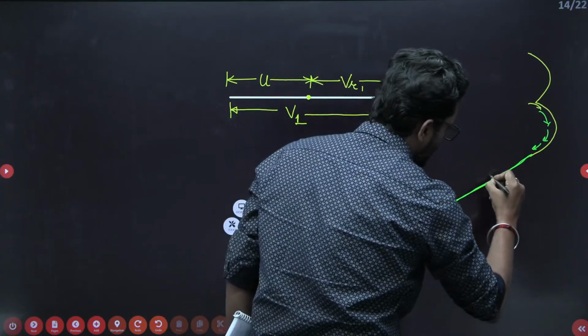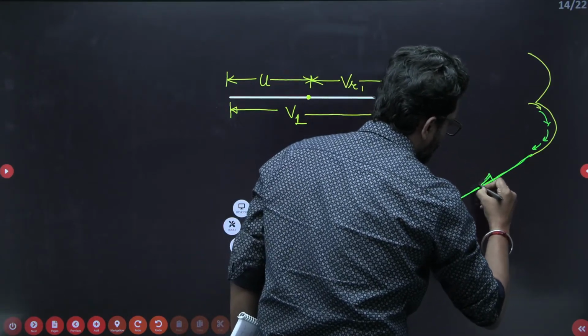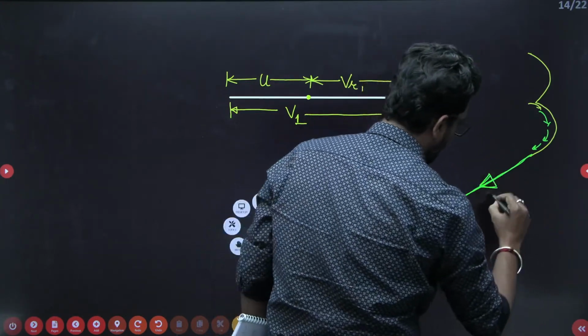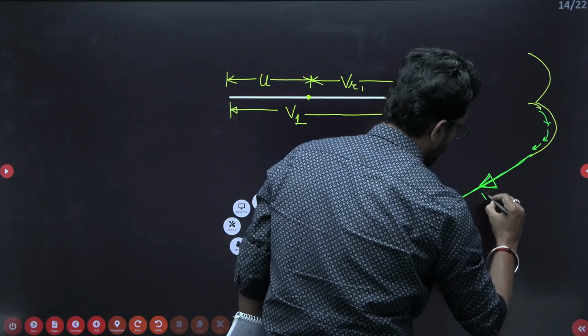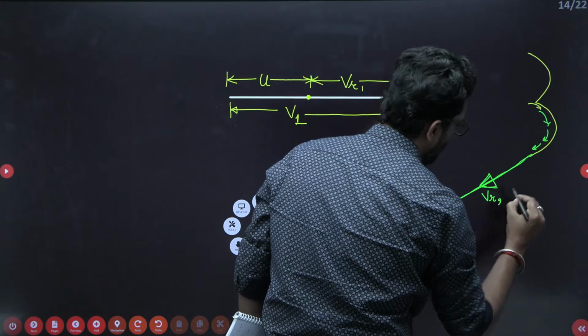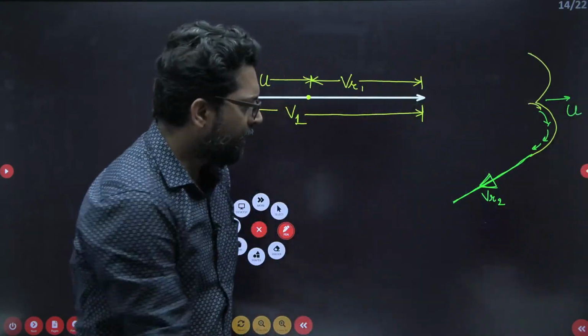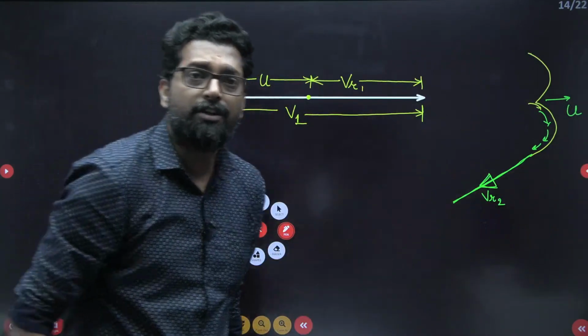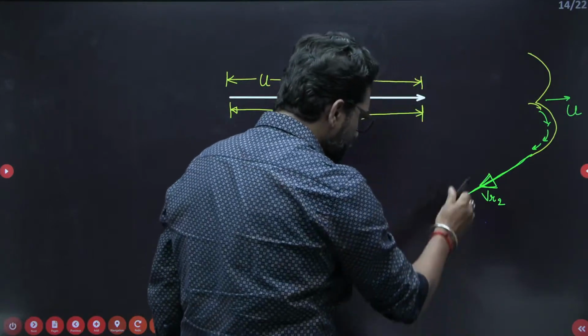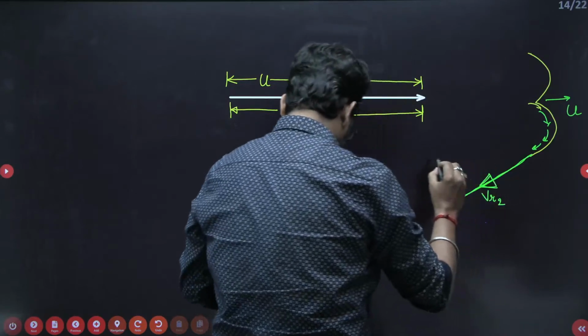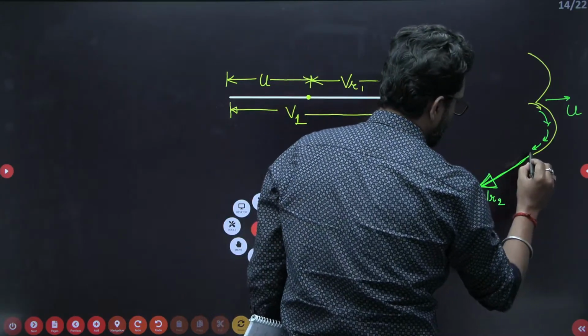So this is the relative velocity. Let's suppose this is your VR2. This velocity is your VR2, and this velocity is U, the blade velocity. So the fluid will exit at relative velocity VR2. Now, my dear, this VR2, and this is your U velocity. Why?